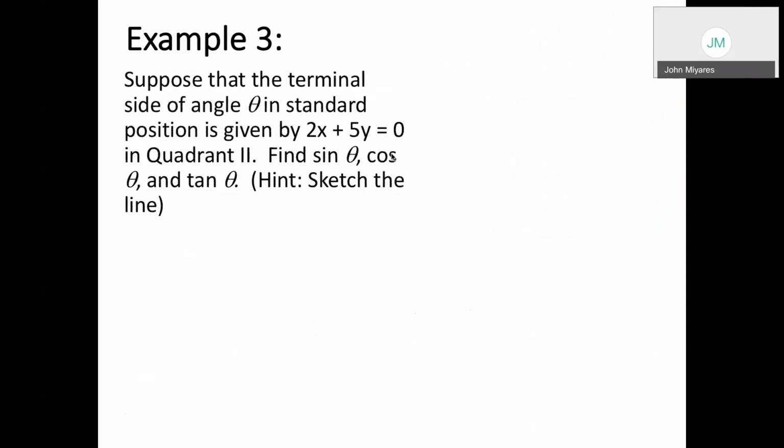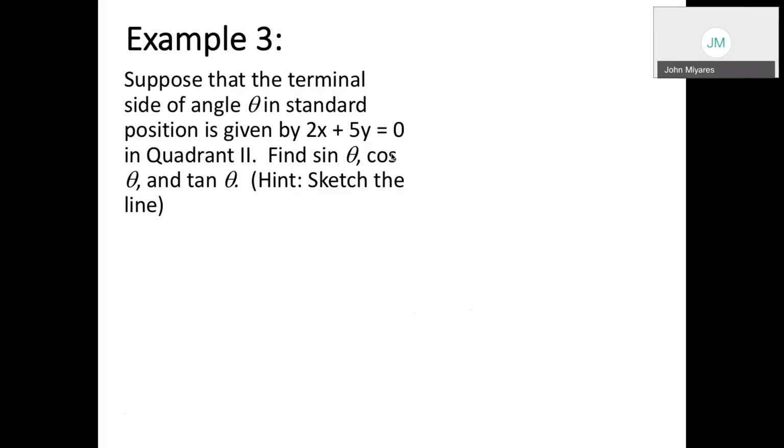This one is a little different. Suppose that the terminal side of angle theta in standard position is given by 2x plus 5y equals 0 in quadrant 2. Find the sine of theta, cosine of theta, and tangent of theta. And we have a hint that we're supposed to sketch this line.